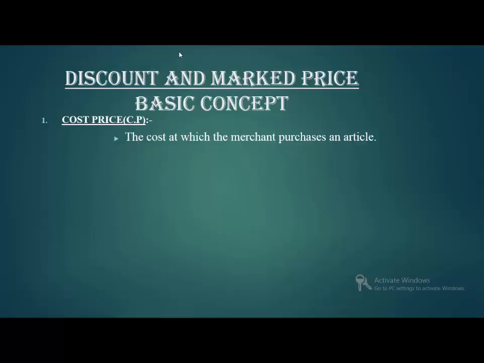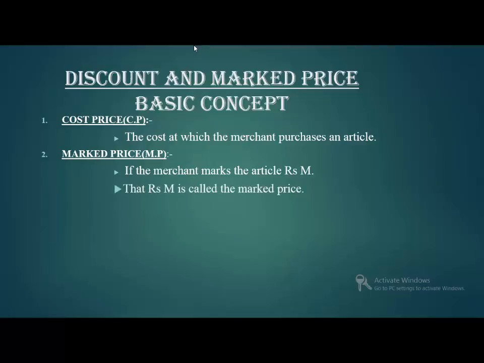The cost price is the cost at which the merchant purchases an article. Now, suppose the merchant purchases an article and marks it at a price of rupees M. This marked price is usually higher than the cost price, so that when the merchant allows a discount of D%, the final selling price will be a bit lower than the marked price. This M is the marked price, and as I said, it is greater than the cost price.